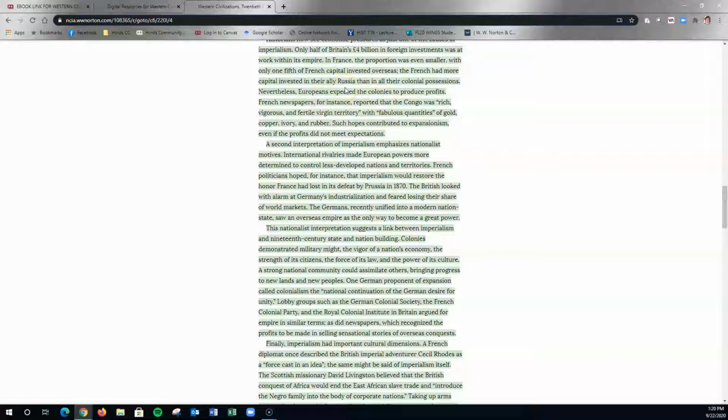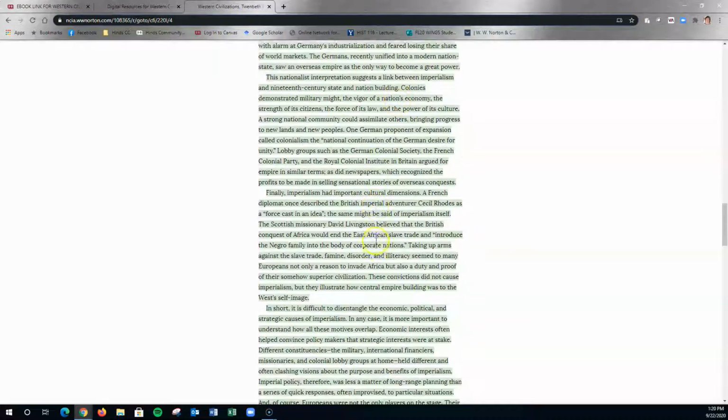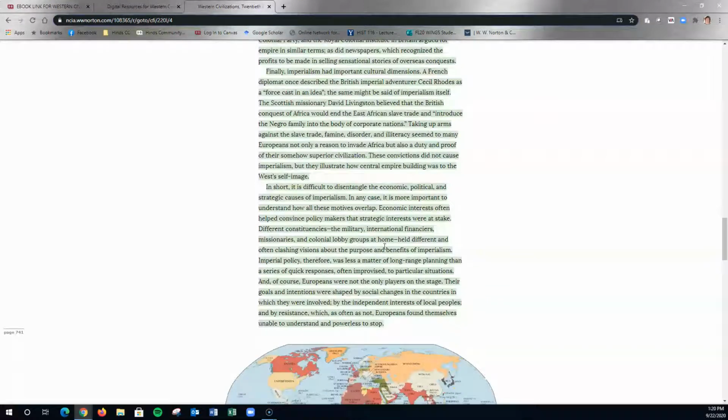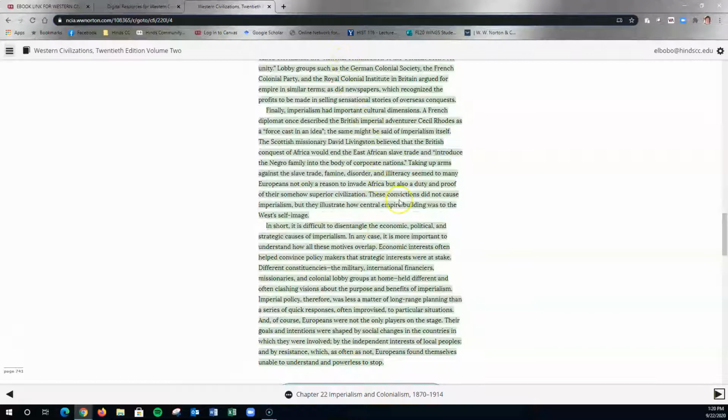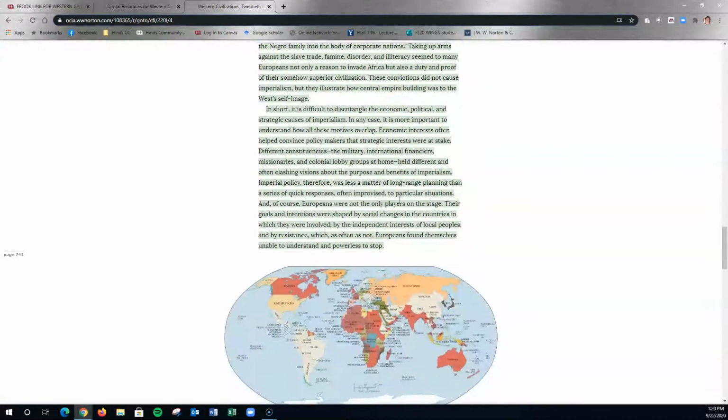Markets, economies, nationalism, racism, and even religion all will play a role in this wave of new imperialism. So make sure you take a look at all of these causes.